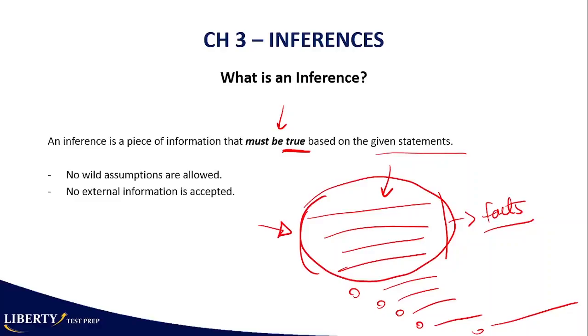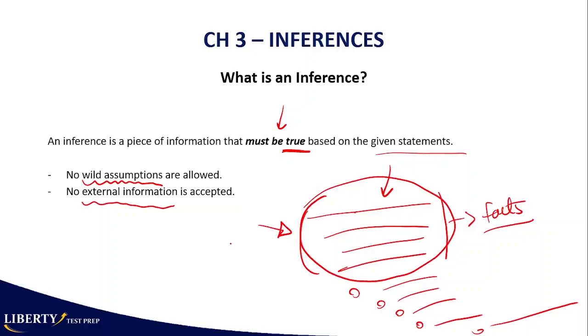There are two main mistakes people make. First of all, you shouldn't make any wild assumptions. Wild assumptions are not allowed. So you have to base your answer on this data without making any assumptions. So you have to take very literally what the author is mentioning. Okay, you are not allowed to assume, to kind of fill in the blanks, to kind of assume any other type of premise. Okay, and no external information is accepted.